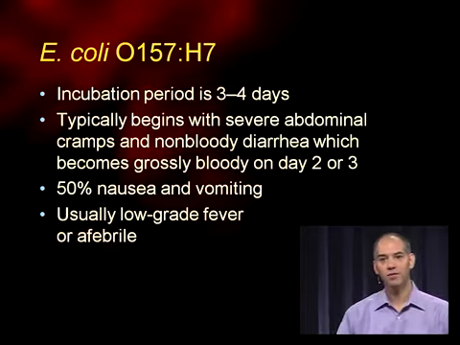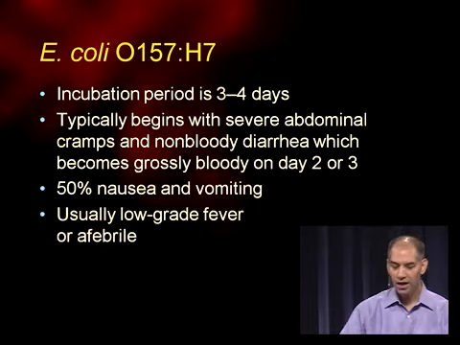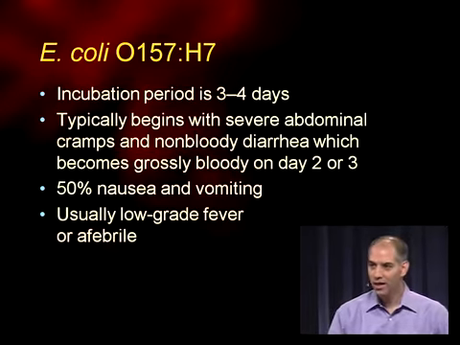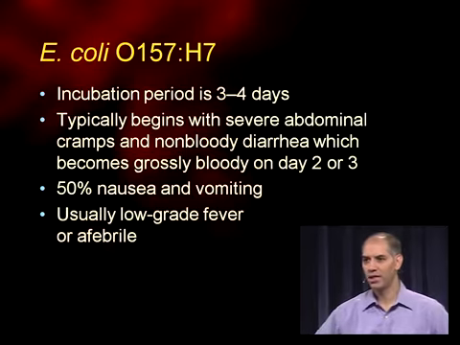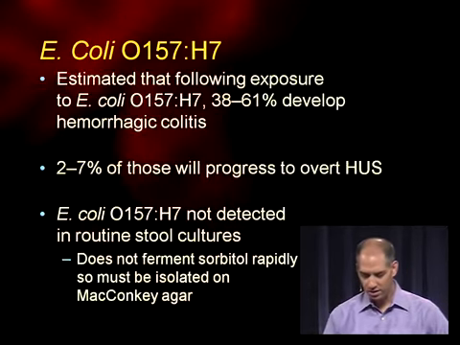The incubation for the E. coli 0157H7 is about 3 or 4 days. Typically begins with crampy abdominal pains and diarrhea that becomes bloody within a few days. About half of the patients will have nausea and vomiting, and considering how sick they look with bloody diarrhea, nausea, and vomiting, not much in the way of fever. It's usually an afebrile disease.